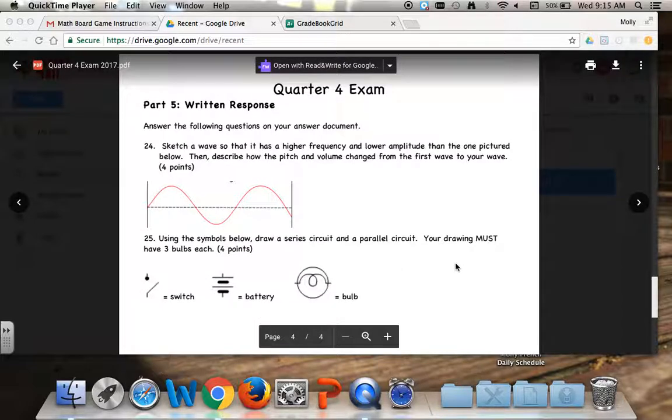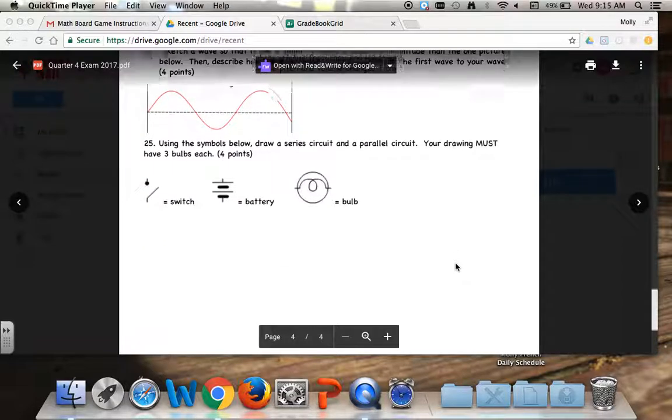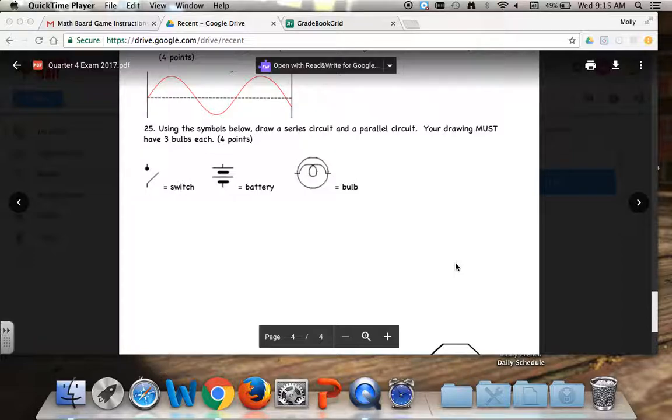Part 5. Written response. Answer the following questions on your answer document. Number 24. Sketch a wave so that it has a higher frequency and a lower amplitude than the one pictured below. Then describe how the pitch and volume changed from the first wave to your wave. Number 25. Using the symbols below, draw a series circuit and a parallel circuit. Your drawing must have 3 bulbs each.